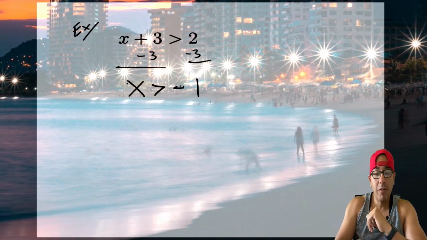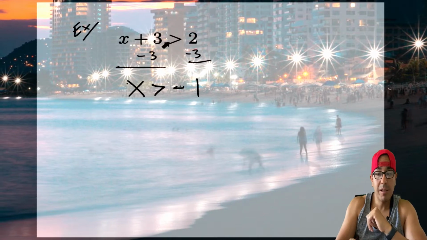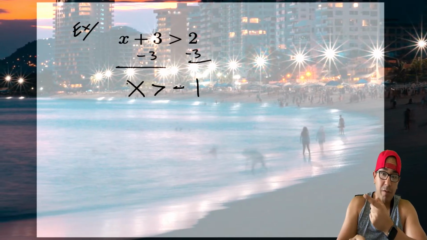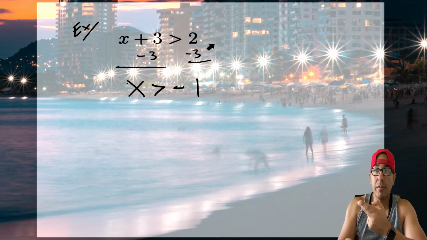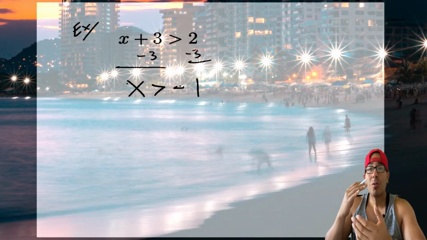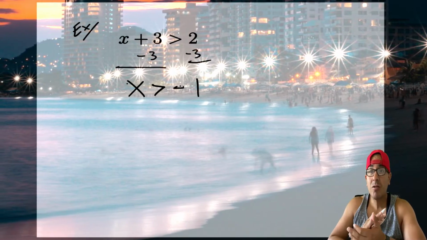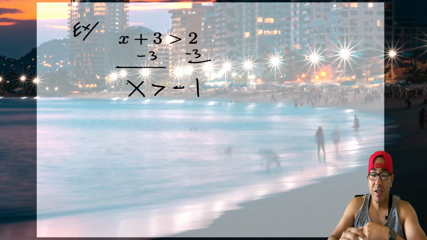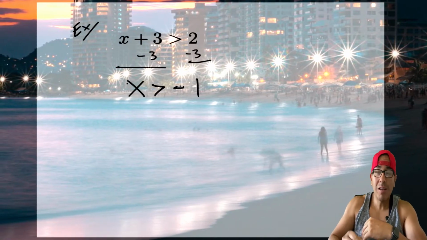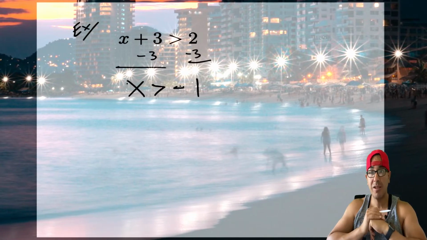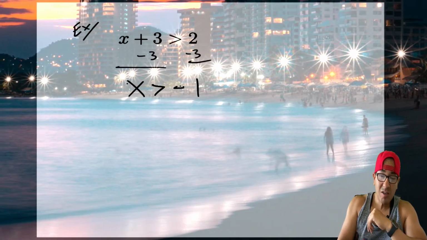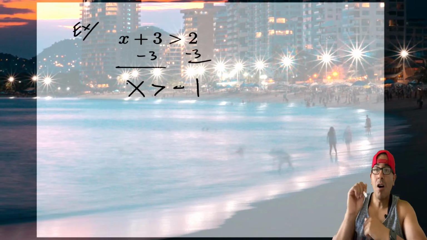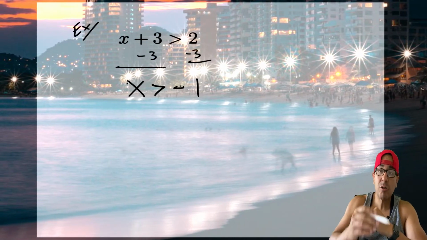Well, if I plug in 0, that gives me 3, which is bigger than 2, so 0 works. If I plug in 1, that's going to work. If I plug in 2, that's going to work. So there are infinitely many solutions, too many for me to just list. This is why we need an inequality to represent all the numbers that work. As long as x is greater than -1, all those numbers will make this statement true.